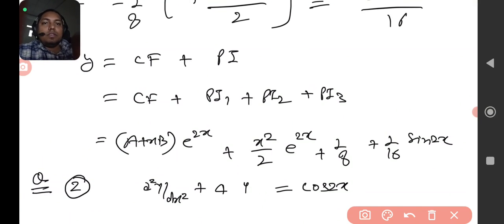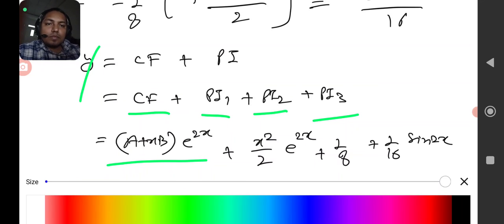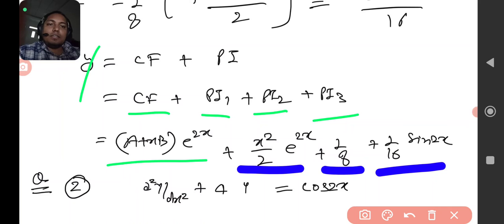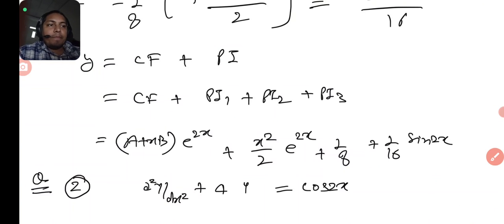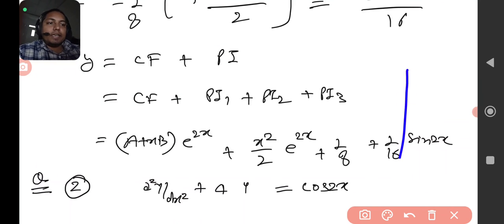So you can see in this, y is nothing but our general solution or complete solution. So we have CF also, we have PI1 also, we have PI2 also, we have PI3 also. You add them together from here to here. This is your CF value, this is your PI1, this is your PI2, and this is your PI3. All values done.